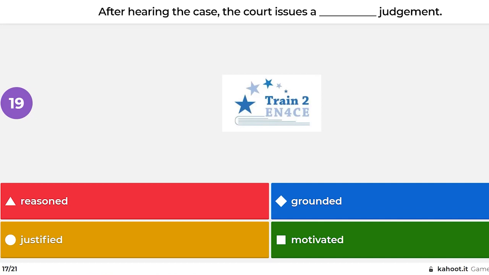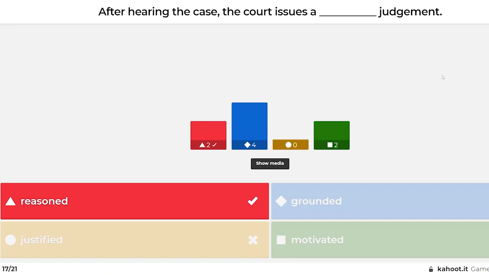So the correct answer was reasoned. Grounded, so there are grounds for decision, but it's not a grounded judgment. It's a reasoned judgment when the reasons are explained in the judgment, why someone chose the, I have one a bit more difficult one. So it's a reasoned judgment when the decision is explained.